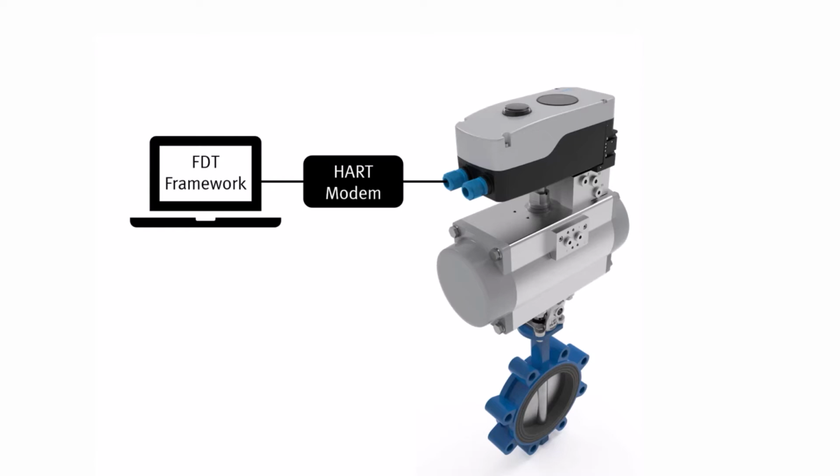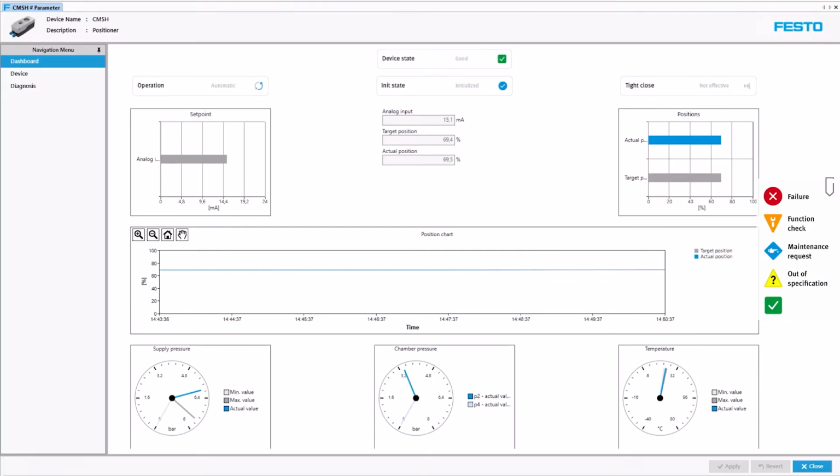In our setup, the positioner is connected to a computer via a HART modem. On the computer, an FDT framework application is installed and the device description of the CMSH has already been loaded. After the connection is established, the dashboard is displayed. Here you can see at a glance that this positioner is running error-free. The aggregated device status is good, represented by a green symbol with a tick.